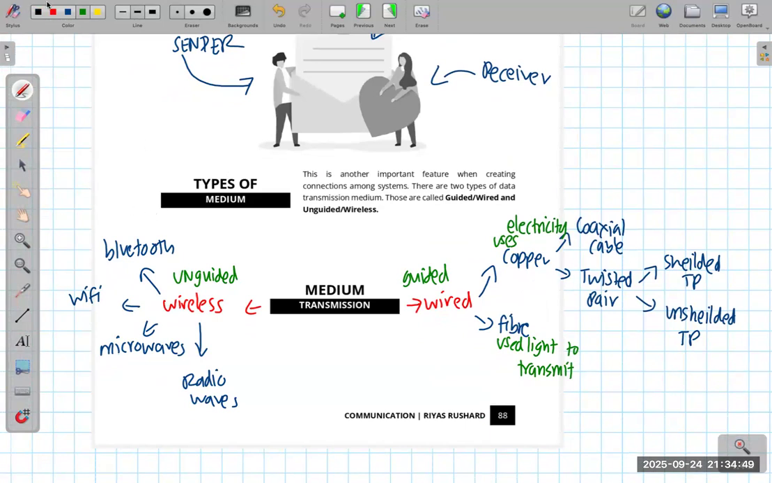Radio waves are what we use for GPS, radar, navigation, 4G, 3G, all of them use radio waves. Microwaves are what we use for satellite communication. Radar also uses them to a large extent.